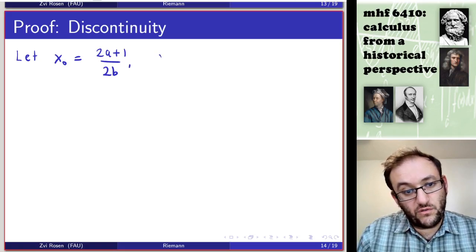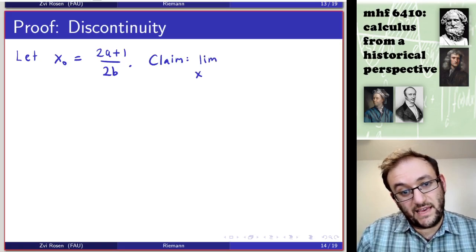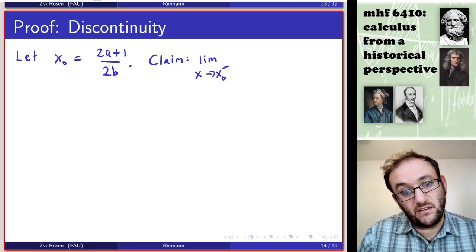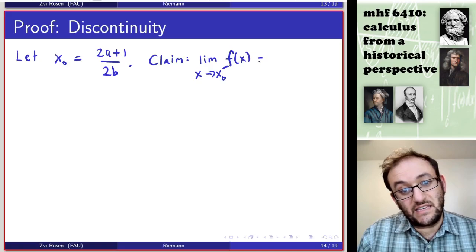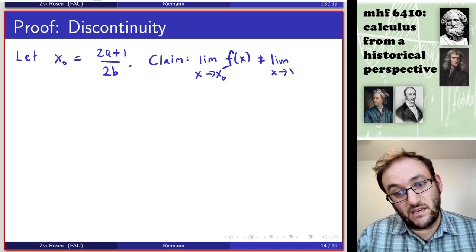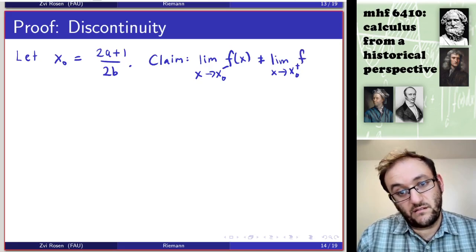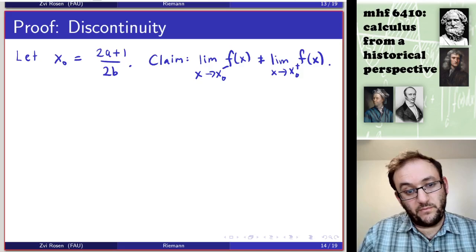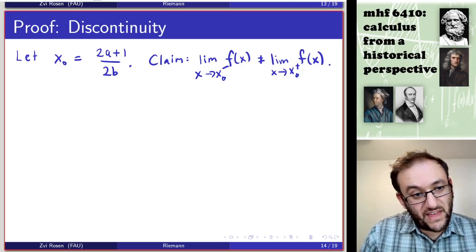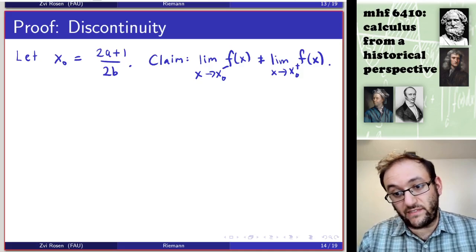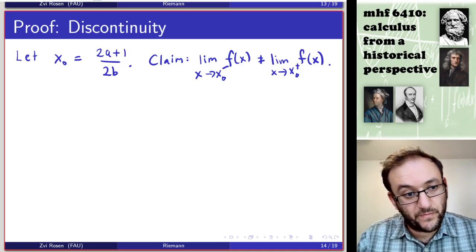We're going to claim that the limit as x approaches x naught from the left, the minus side, of f of x is not equal to the limit as x approaches x naught from the positive side, the right side, of f of x. And the proof of that can be done by looking at the associated sum.